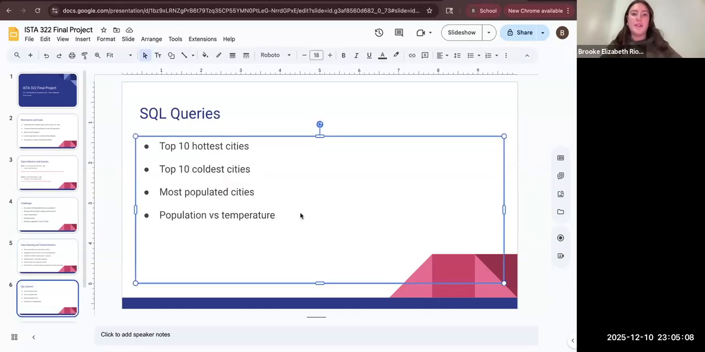I also made SQL queries to look at the top 10 hottest cities, the top 10 coldest cities, the most populated cities, and then finally doing the comparison, to see if there's any correlation between population and temperature.